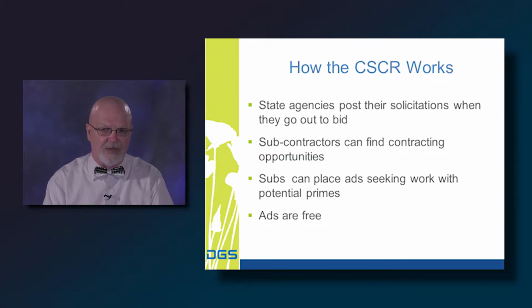The CSCR works like this. State agencies, the buyers, post their solicitations when they go out for bid. The smaller contractors, which are called subs, can find contracting opportunities, and the subs can place ads seeking work with potential primes. And if you are certified as a small business and or disabled veteran business enterprise, the ads are free.